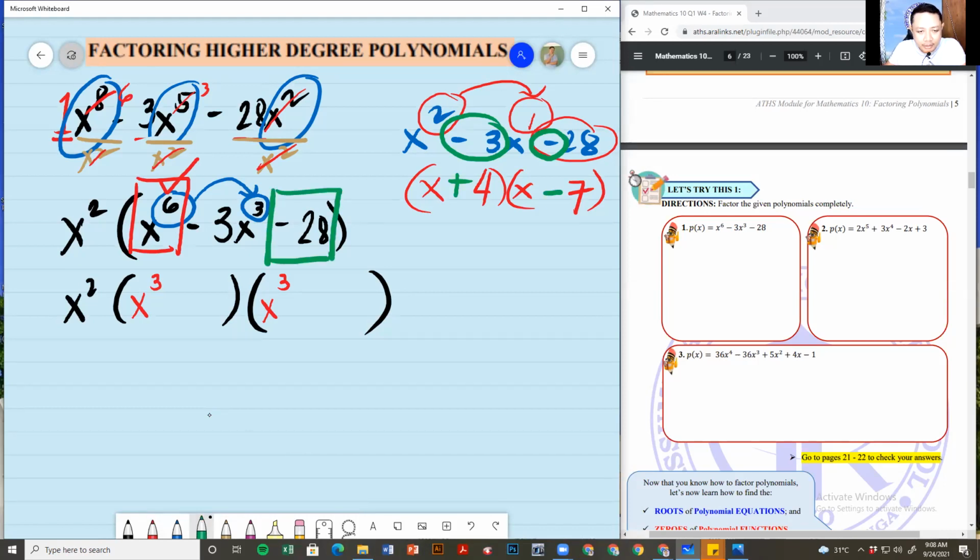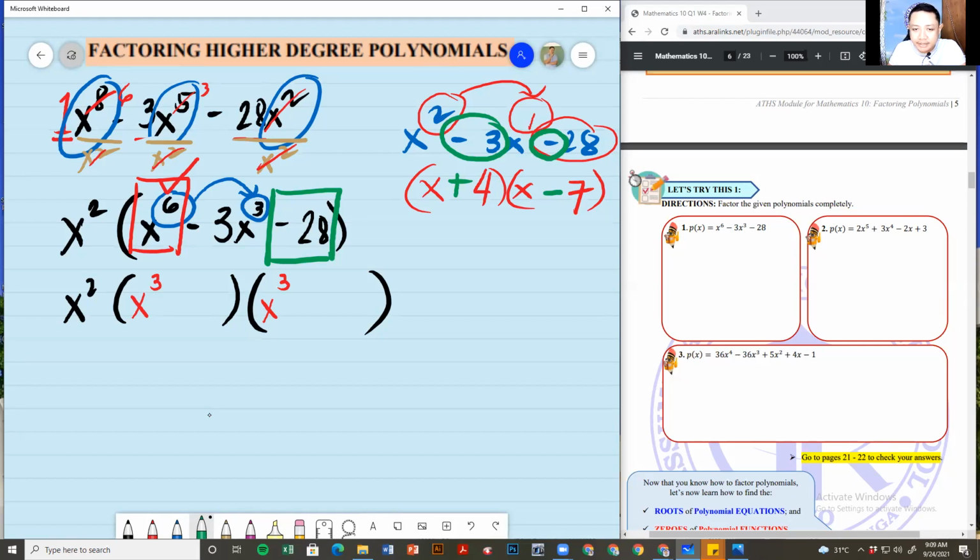Let's now move on with 28. What are the factors of 28? Okay, type it in the chat box, please. Actually, it's just the same as the previous example because we patterned it to the original process. So we have 4 and 7, correct? But what should be their signs?